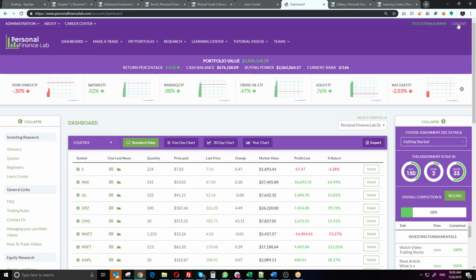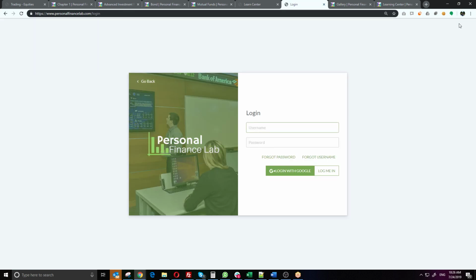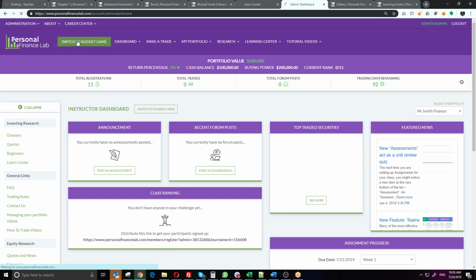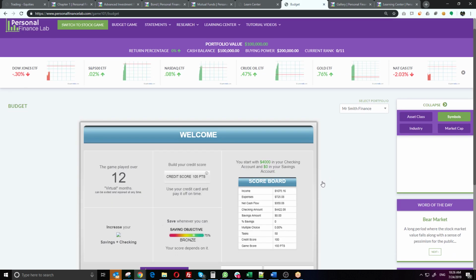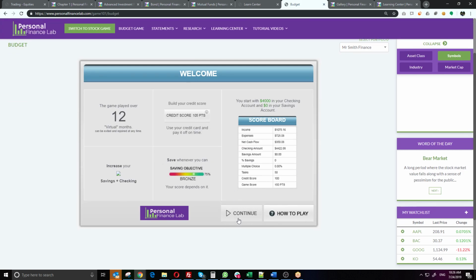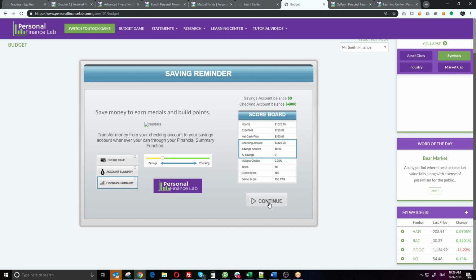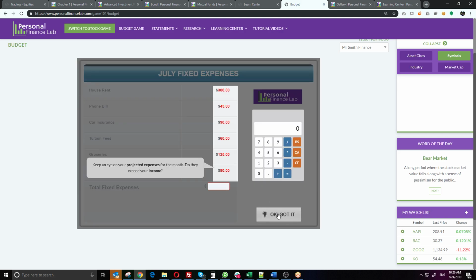I'll go into the reports towards the end, but I'll switch over to the budgeting game real quick, just to give you an idea of what that looks like. So if you turn on the budgeting game for your class, your students are going to have this button at the top where they can switch over to it. So switch over to the budget game, and it gives me a little primer about what's expected of me. I pick my avatar to go through the game, and then I get started.